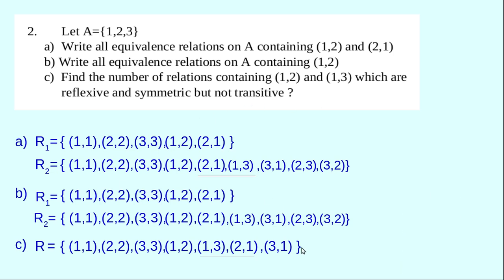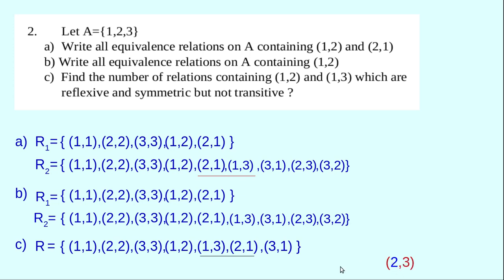Okay, now let us check whether there is any other such relation. Find the number of relations. We want to list all the relations satisfying the given condition. For that, we check for another relation satisfying the given condition. It must contain 1 1, 2 2, 3 3 because it must be reflexive, and 1 2, 1 3, 2 1, 3 1 for symmetry. And let me write one more element to this set. Okay, that is 2 3.